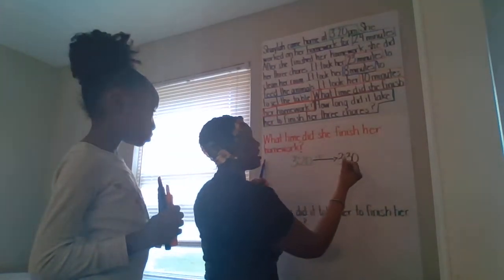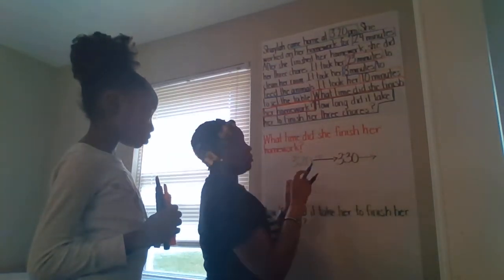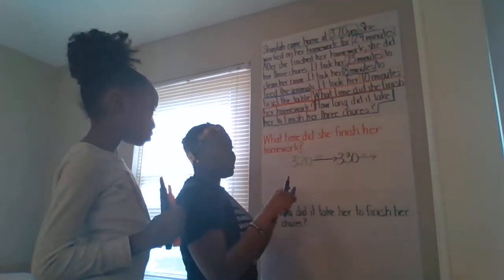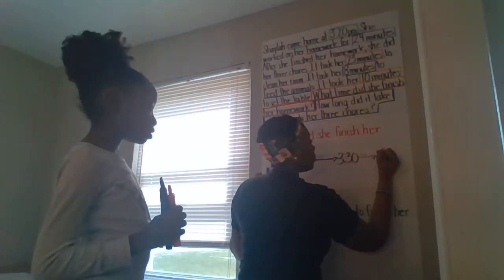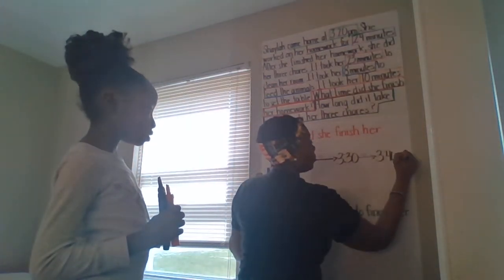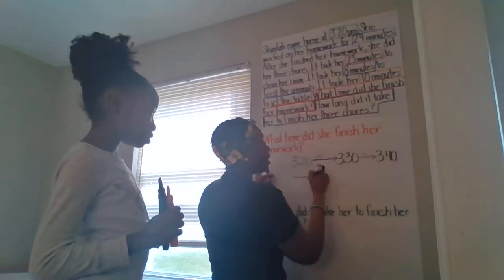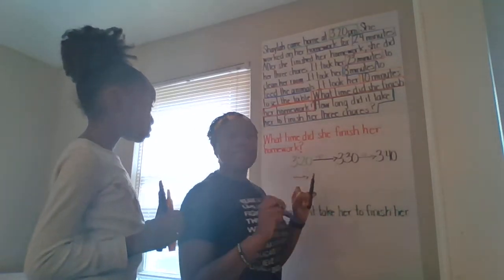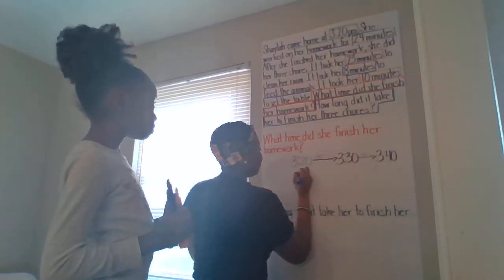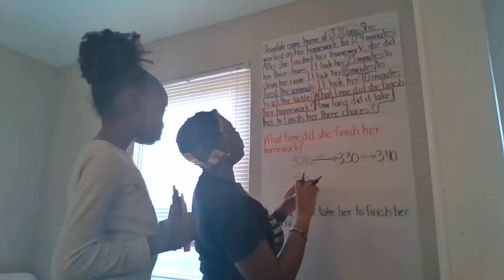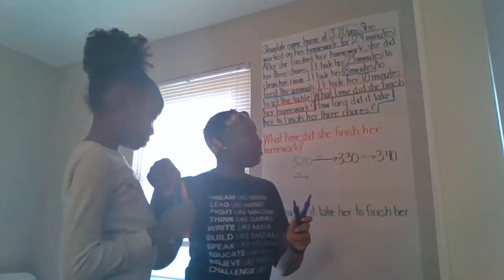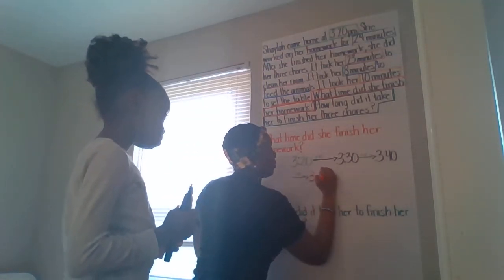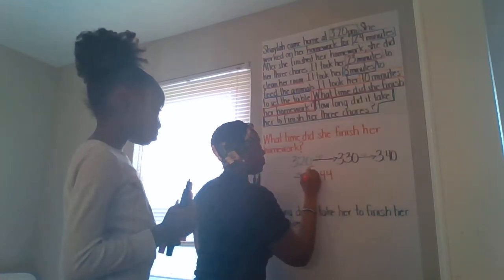But I'm not done yet. I need to add another 10. 10, 20, so 30 plus 10 is going to give me 40. And then I have my 10s from the 24. Now I need to add my 1s. So I need to add 4. And that's going to give me, let me write it in the correct color, 44.